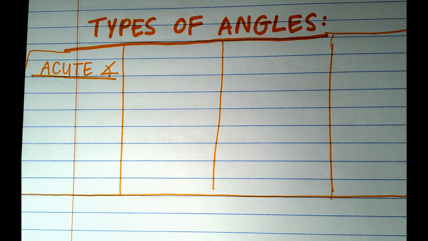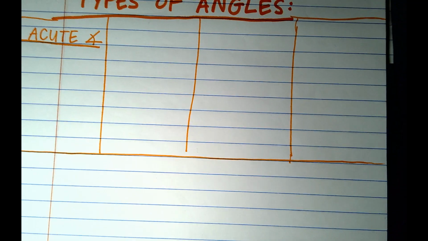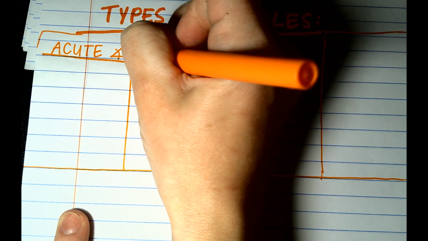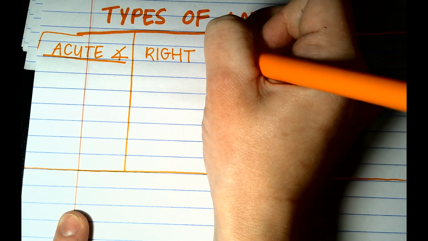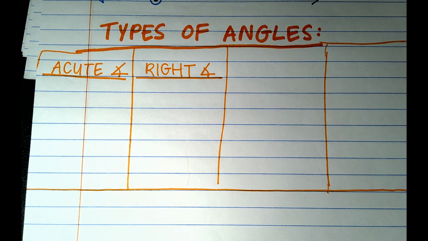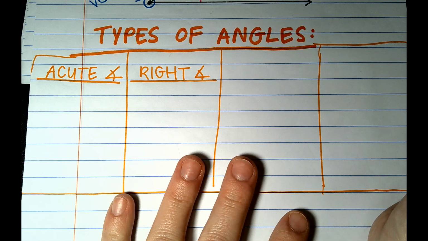The next type of angle we will talk about, we actually saw just a moment ago on that worksheet. We have an acute angle there. Now we have a right angle, R-I-G-H-T, right angle. So there's the first 2.